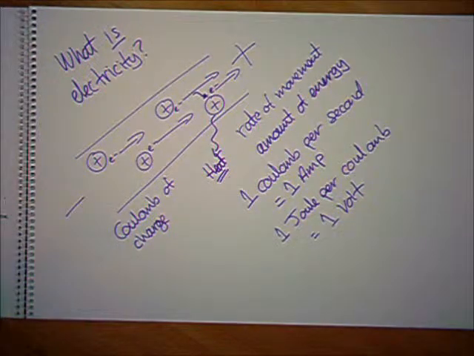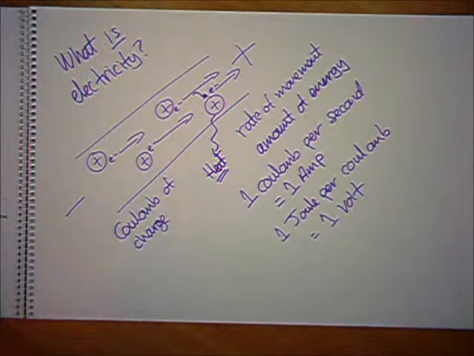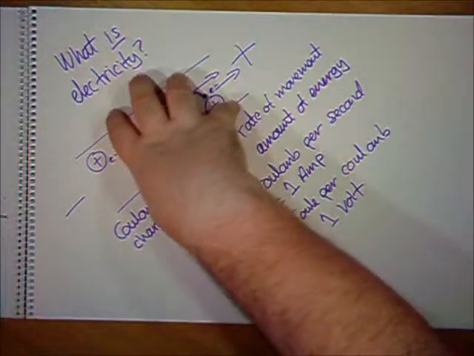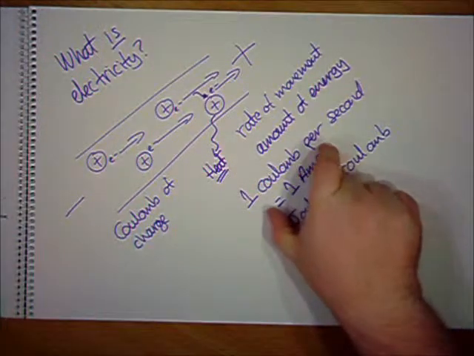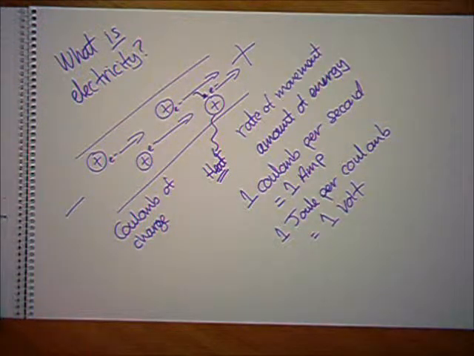And you can use this model to talk about resistance too, but most of the time we use it to talk about those two ideas. So now you know what electricity actually is, and you know how you can use this model to talk about current and talk about voltage, and what each of those units actually means.